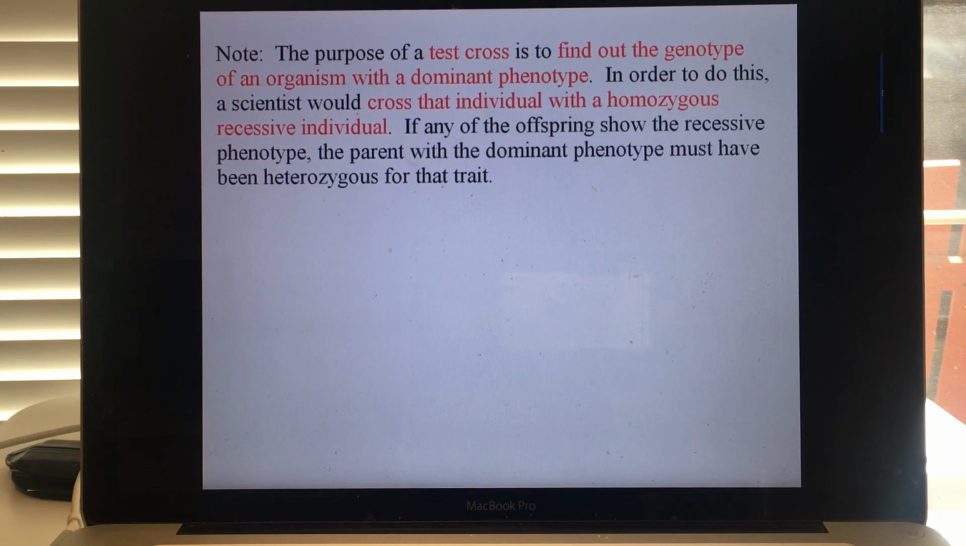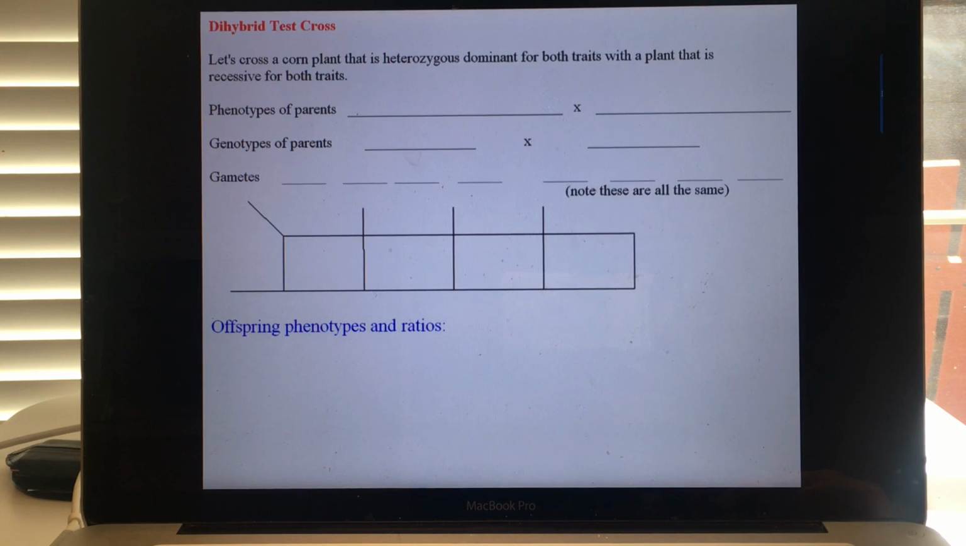Now, I want to talk a little bit about test crosses. If you have an individual that has the dominant phenotype and you want to know whether they're homozygous dominant or heterozygous, you cross them with an individual who's homozygous recessive. You can't really do that with people, but you can do it with fruit flies or guinea pigs typically. But if any of the offspring had the recessive phenotype, then the parent with the dominant phenotype had to have been heterozygous for that trait.